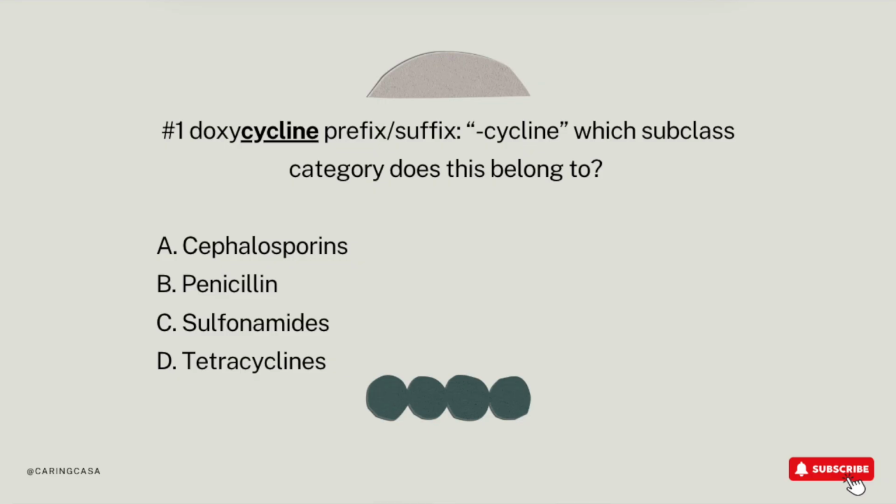Beginning with doxycycline. Prefix or suffix is cyclin. Which subclass category does this medication belong to? Is it A, cephalosporins, B, penicillin, C, sulfonamides, or D, tetracyclines? The answer is D, tetracyclines.